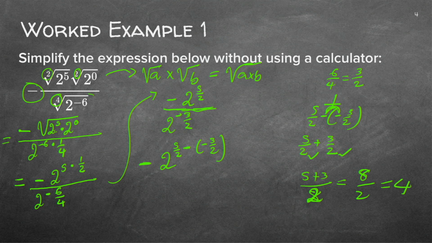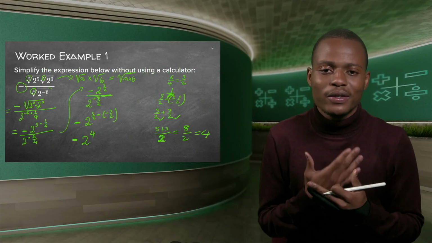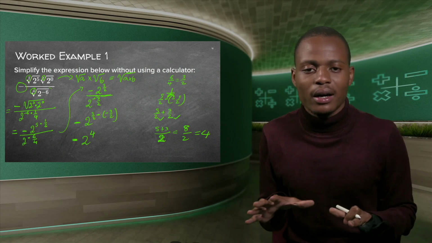So that is why you have here negative 2 to the power of 4. So that is how you simplify this expression.